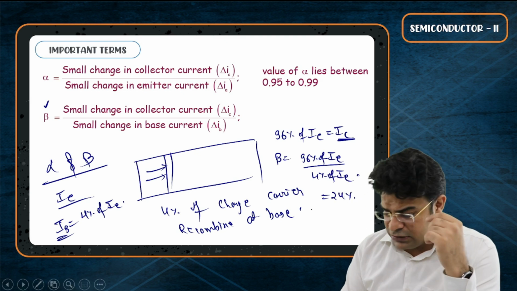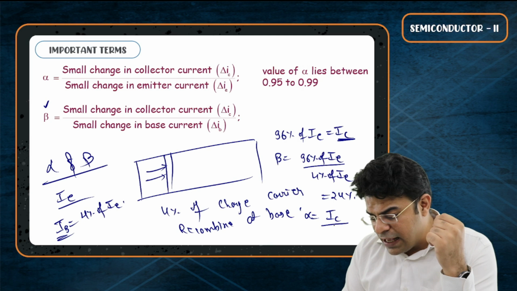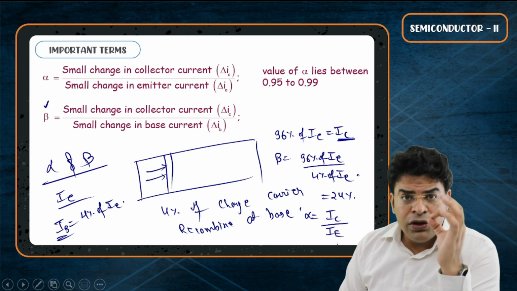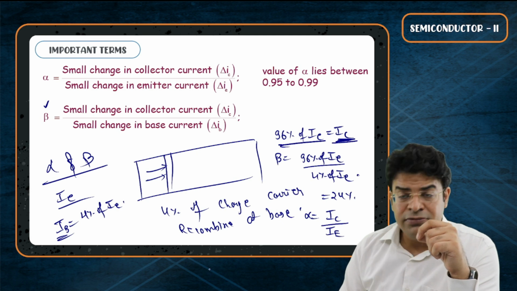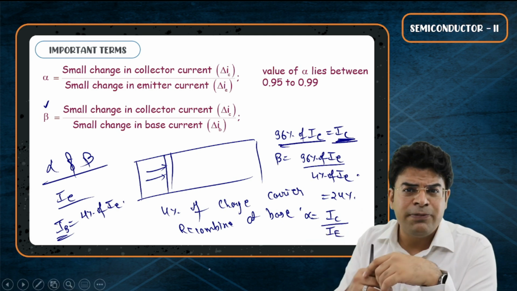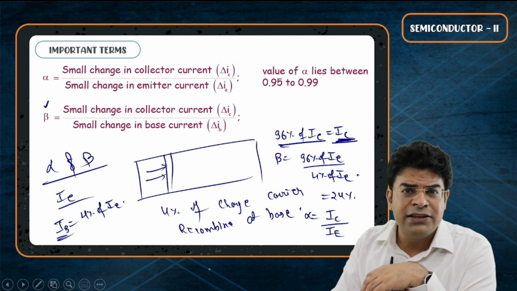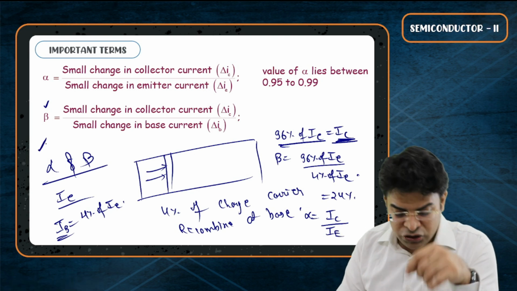If you ask me what is alpha, alpha is nothing but IC by IE. We know that 96% of IE is IC. So IC by IE is 96%, 96 by 100, that is 0.96. And this is how easy these questions are.